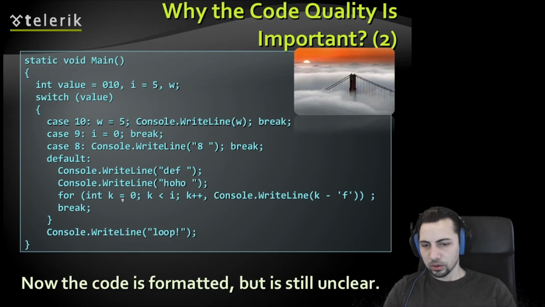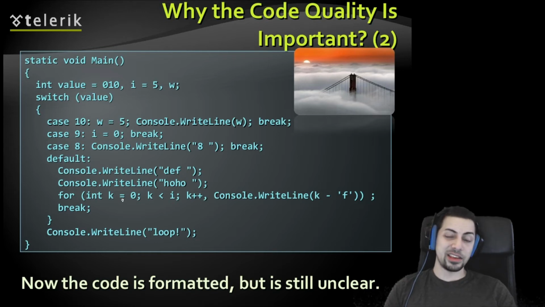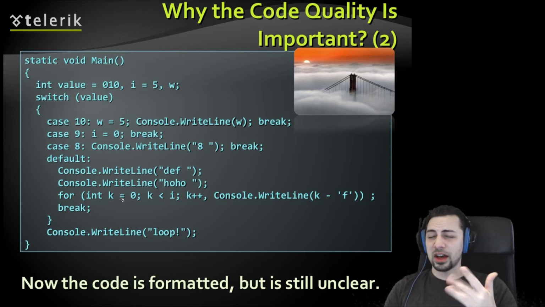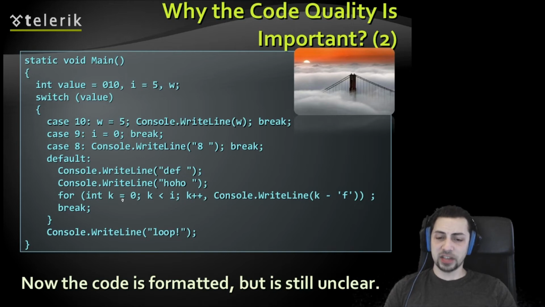What does that even do? You're taking an integer and subtracting a character? Is that going to look at the ASCII value of an f, which, since it's a lowercase f, is going to be 61, 62, 63, 64, 65. 65 hex. And then k goes from 0 to I.